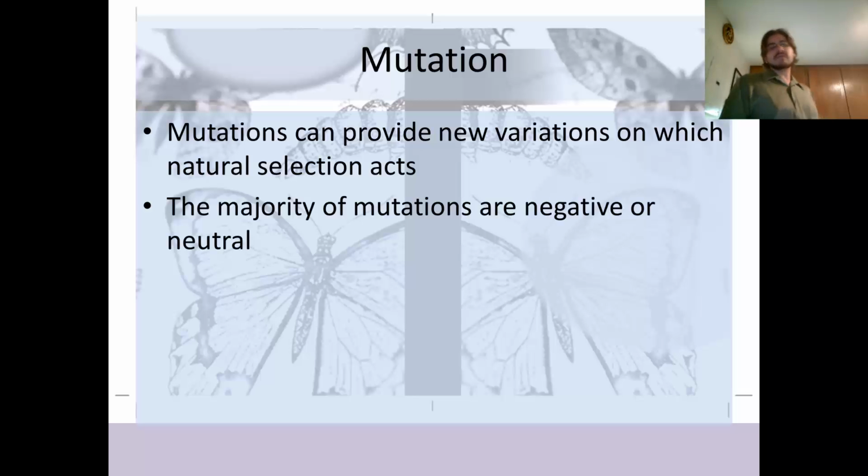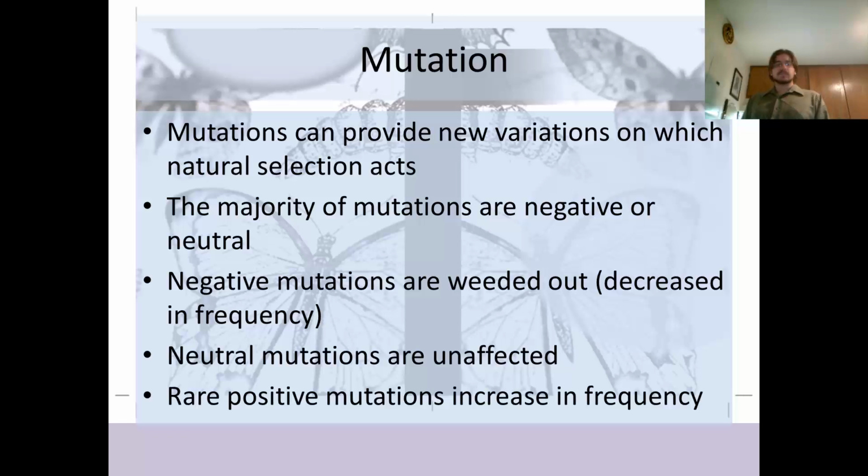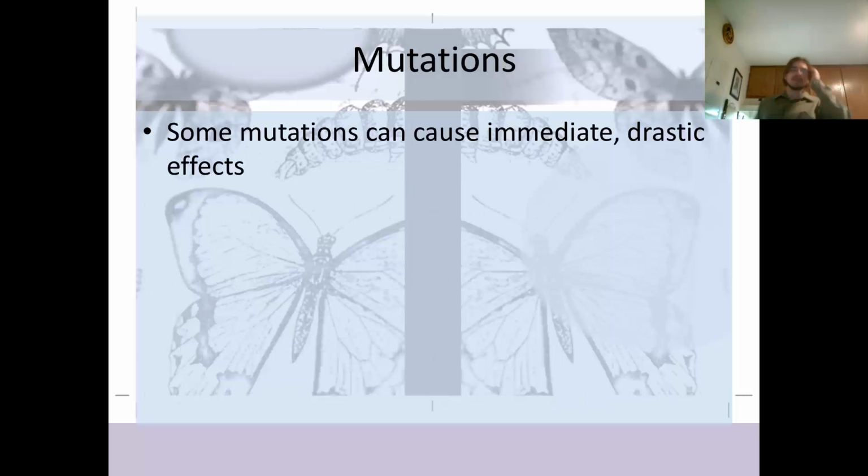So the majority of mutations are negative or neutral, meaning that they will either be weeded out through natural selection, they're harmful or deleterious, or they're neutral, meaning they have no effect on an organism's reproductive success or survivability. So the grand majority of mutations have no effect. So rarely, very, very rarely, you have a positive mutation. And that mutation can then increase in frequency. So let's look at mutations.